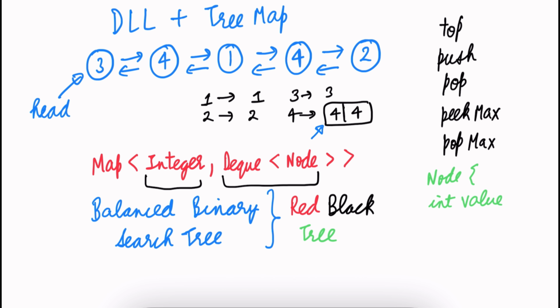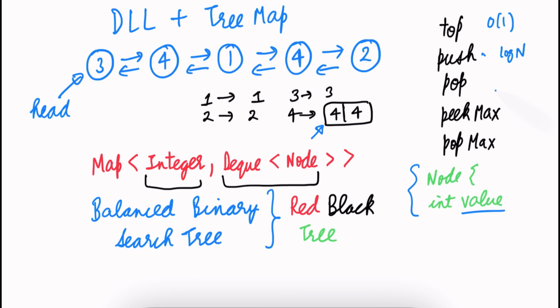So for our node, we only need the node value and we don't need timestamp, and also we don't need the is removed boolean. Now when we do a push operation on the stack, we add it to the doubly linked list and we also add it to our tree map. So the push function is going to take O(1) time for DLL and O(log n) time for tree map. Top function is going to take constant time.